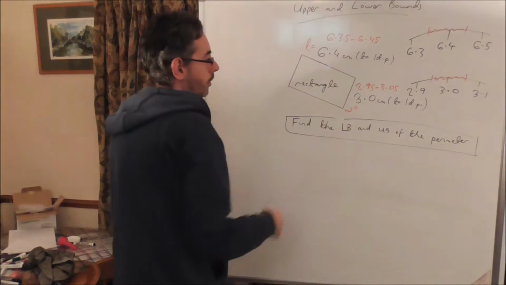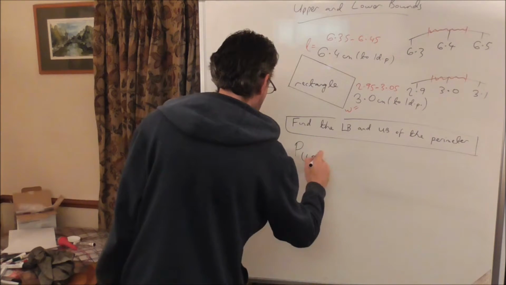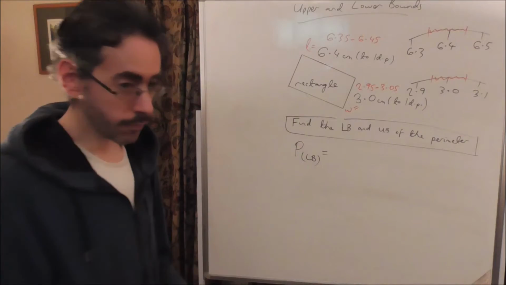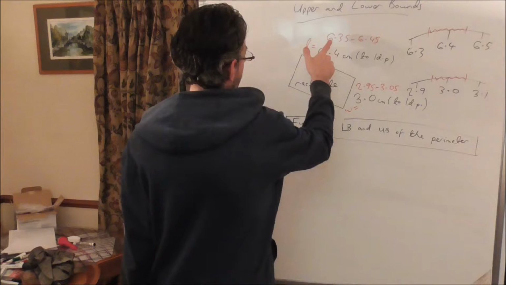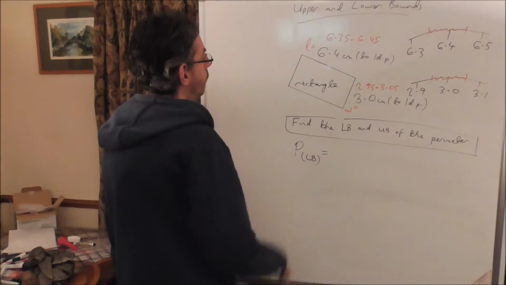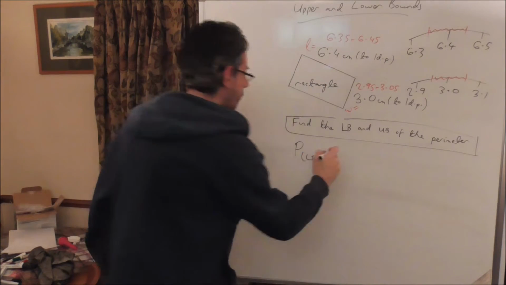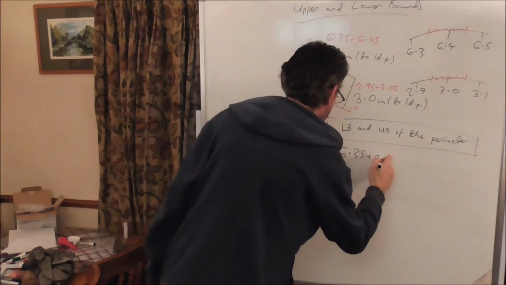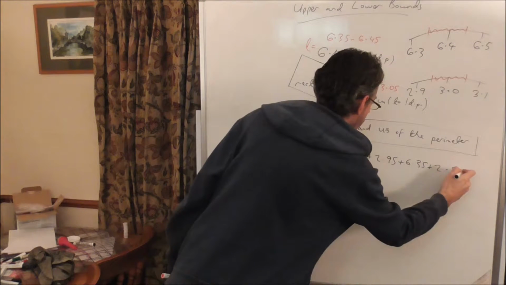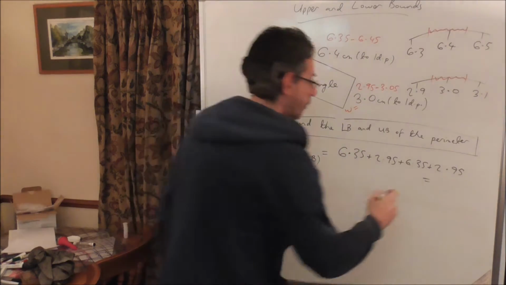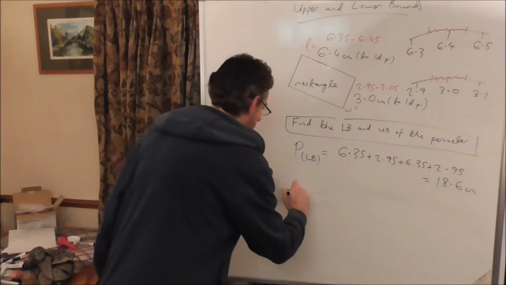Right, now we're ready to find the bounds for the perimeter. Let's start with the lower bound, which I'll write as perimeter lower bound, like that. So basically, to find the smallest possible perimeter, you just use the smallest possible length and the smallest possible width. So you just do 6.35 plus 2.95 plus 6.35 plus 2.95, just going around the shape, and if you add it all up, you get 18.6. So 18.6 centimetres is the lower bound for the perimeter.